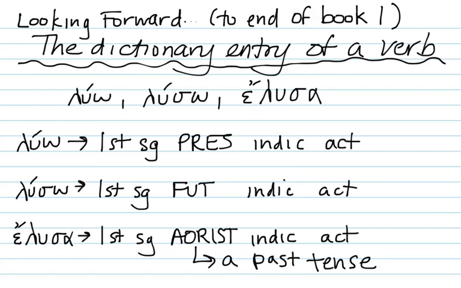So, in the future, by the end of Athenaze Book 1, you'll see verbs listed with three principal parts: the present indicative active, the future indicative active, and the aorist indicative active. That's the minimum amount of information you need to know in order to form all of the persons and numbers in the present, future, and aorist tenses.